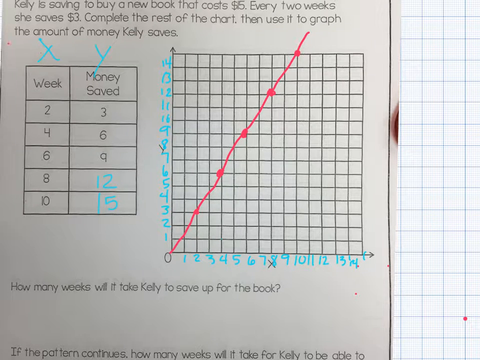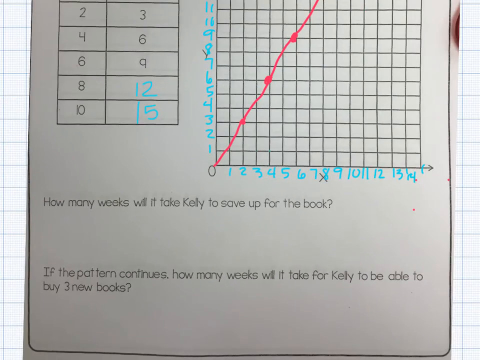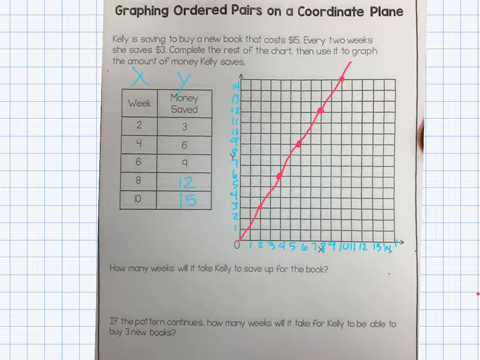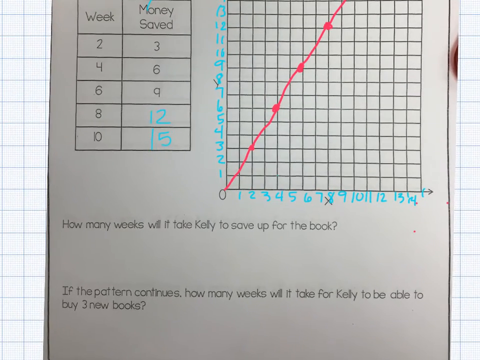All right, well, let's take a look at this next question. How much was the book? $15. So it asks us, how many weeks will it take Kelly to save up for the book? 10 weeks. Very good. It took her 10 weeks. So put 10 weeks. Very good. All right. If the pattern continues, how many weeks would it take for Kelly to be able to buy 3 books? Well, let's think about this. It took 10 weeks to buy 1 book.